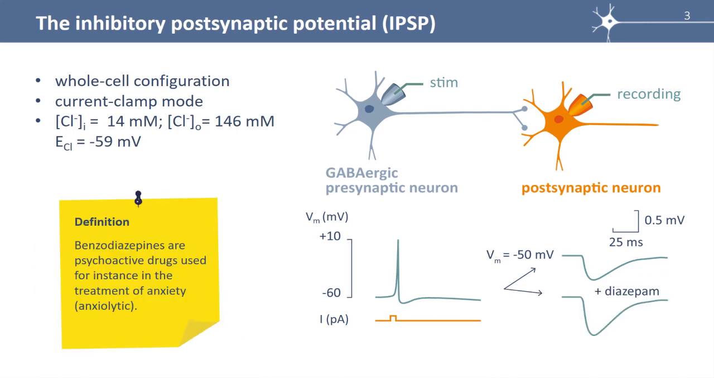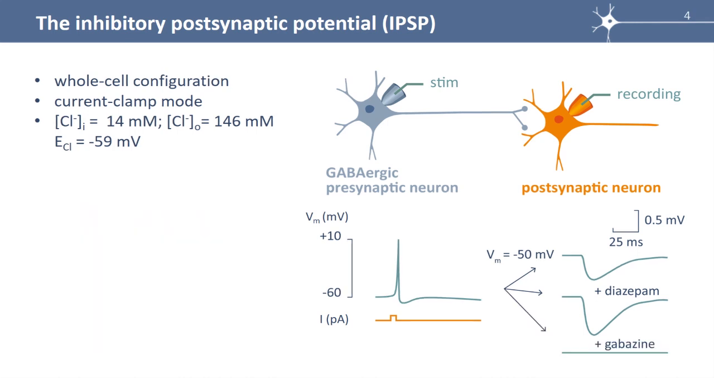Now, if we add in the bath a benzodiazepine such as diazepam, a psychoactive drug used, for instance, in the treatment of anxiety, we record a much larger IPSP. This is exactly the role of benzodiazepine: to increase the effect of GABA.